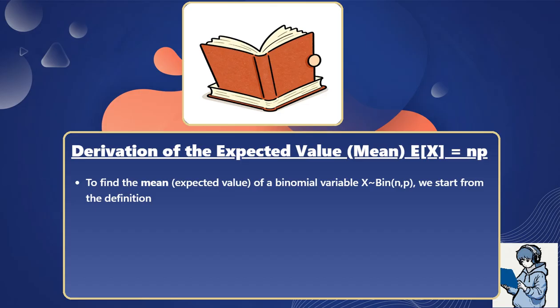To find the mean, or expected value, of a binomial variable X ~ Bin(n, p), we start from the definition. E[X] equals the sum from k equals 0 to n of k times P(X = k), which equals the sum from k equals 0 to n of k times (n choose k) times p to the k times (1 minus p) to the n minus k.